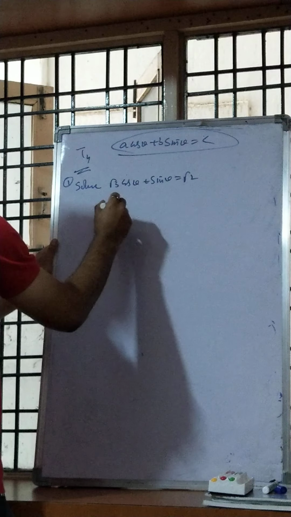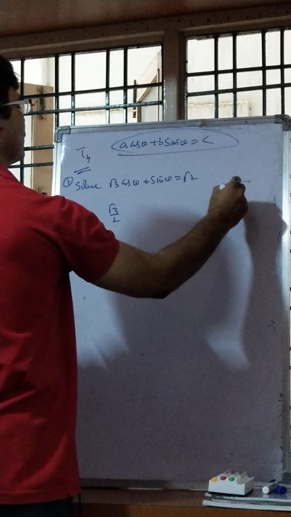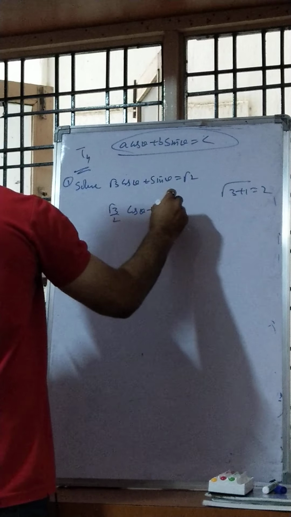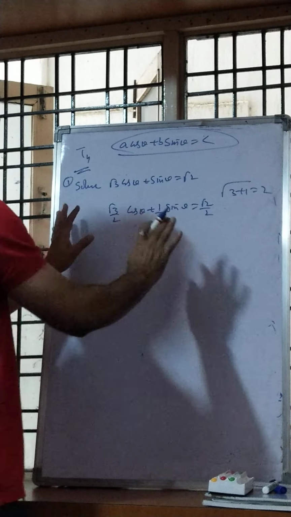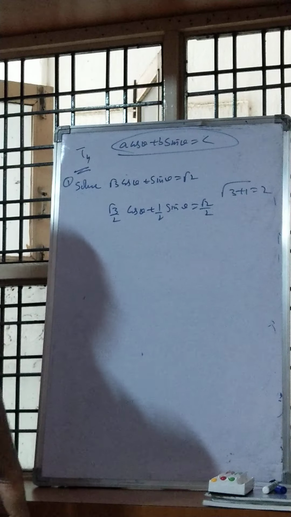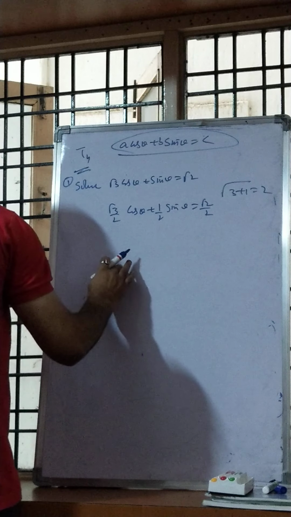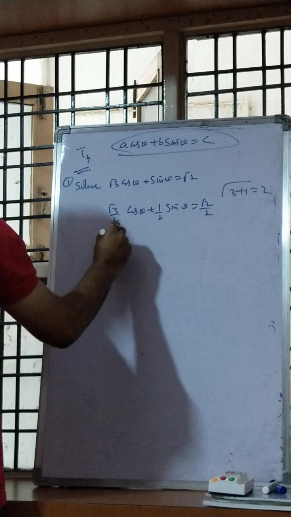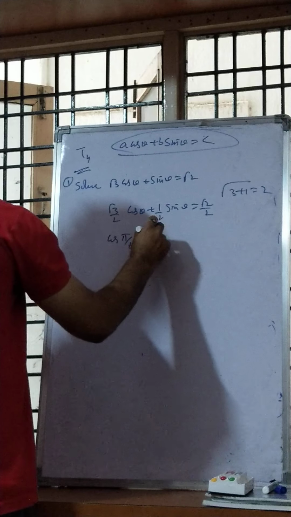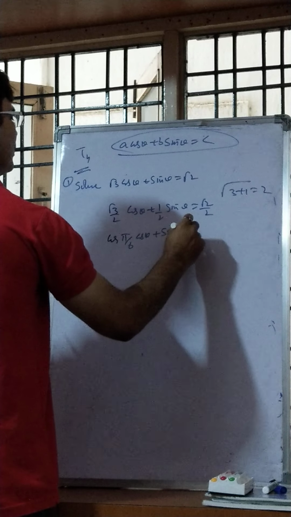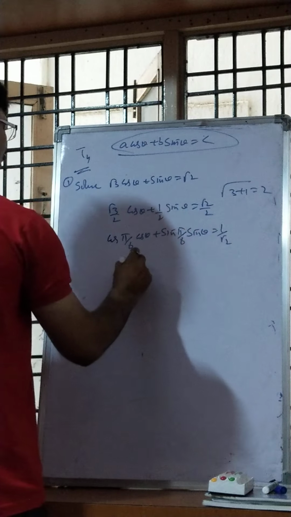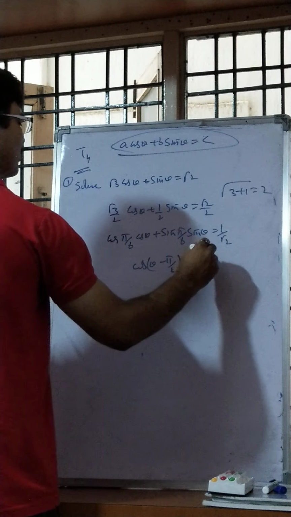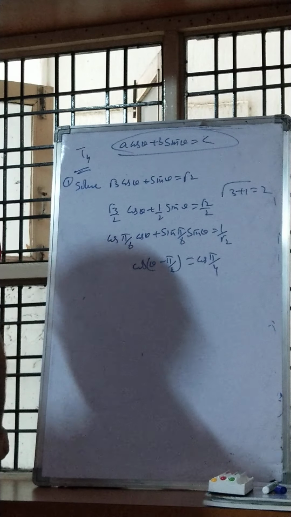It is perfectly in this form. Squaring the coefficients, 3 plus 1 is equal to 4, and the root is 2, so we divide with 2: root 3 by 2 cos theta plus 1 by 2 sin theta is equal to root 2 by 2. The value will not change, I divided with 2. Now it is your turn whether you express this in terms of cos or sin. Cos pi by 6 cos theta plus sin pi by 6 sin theta is equal to 1 by root 2. So you can write cos of theta minus pi by 6 is equal to cos pi by 4.